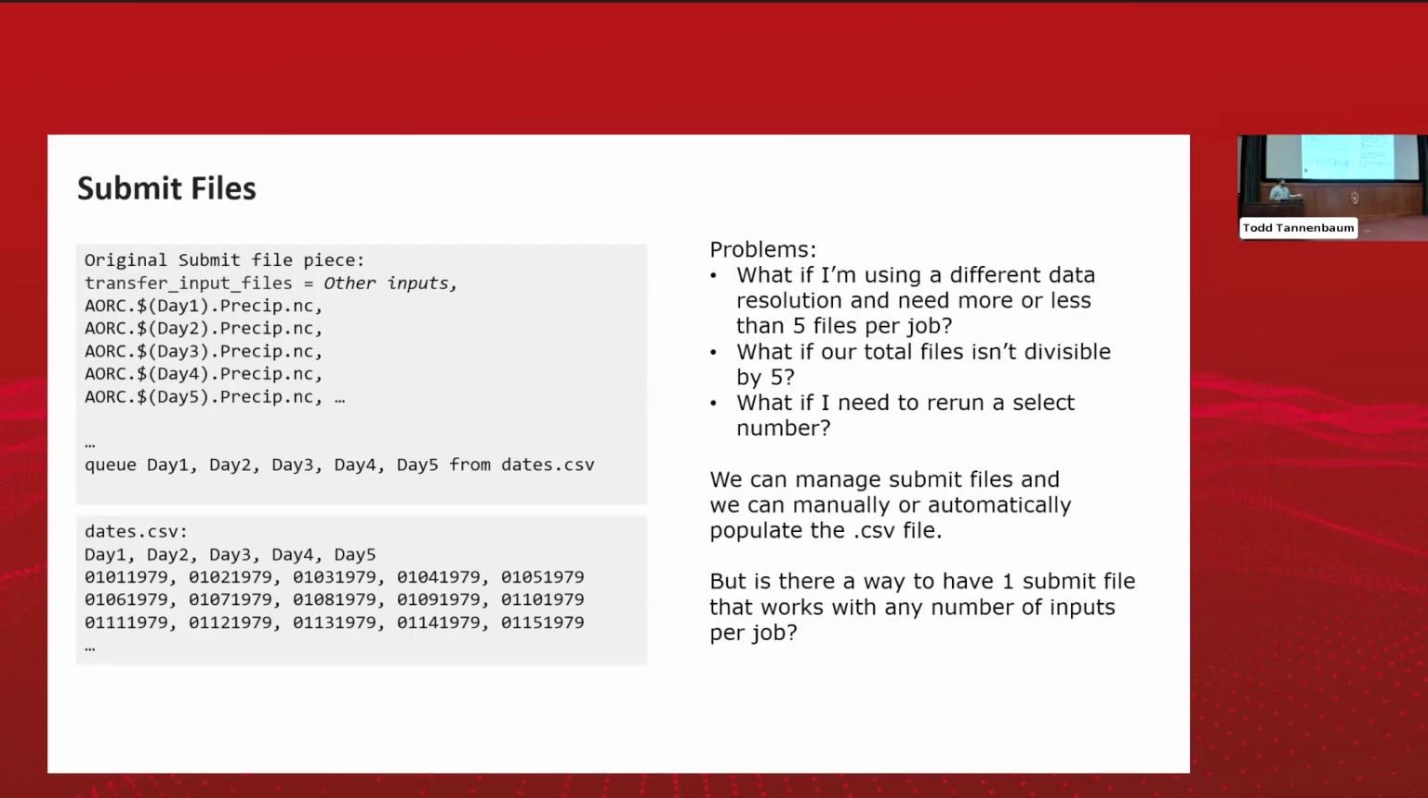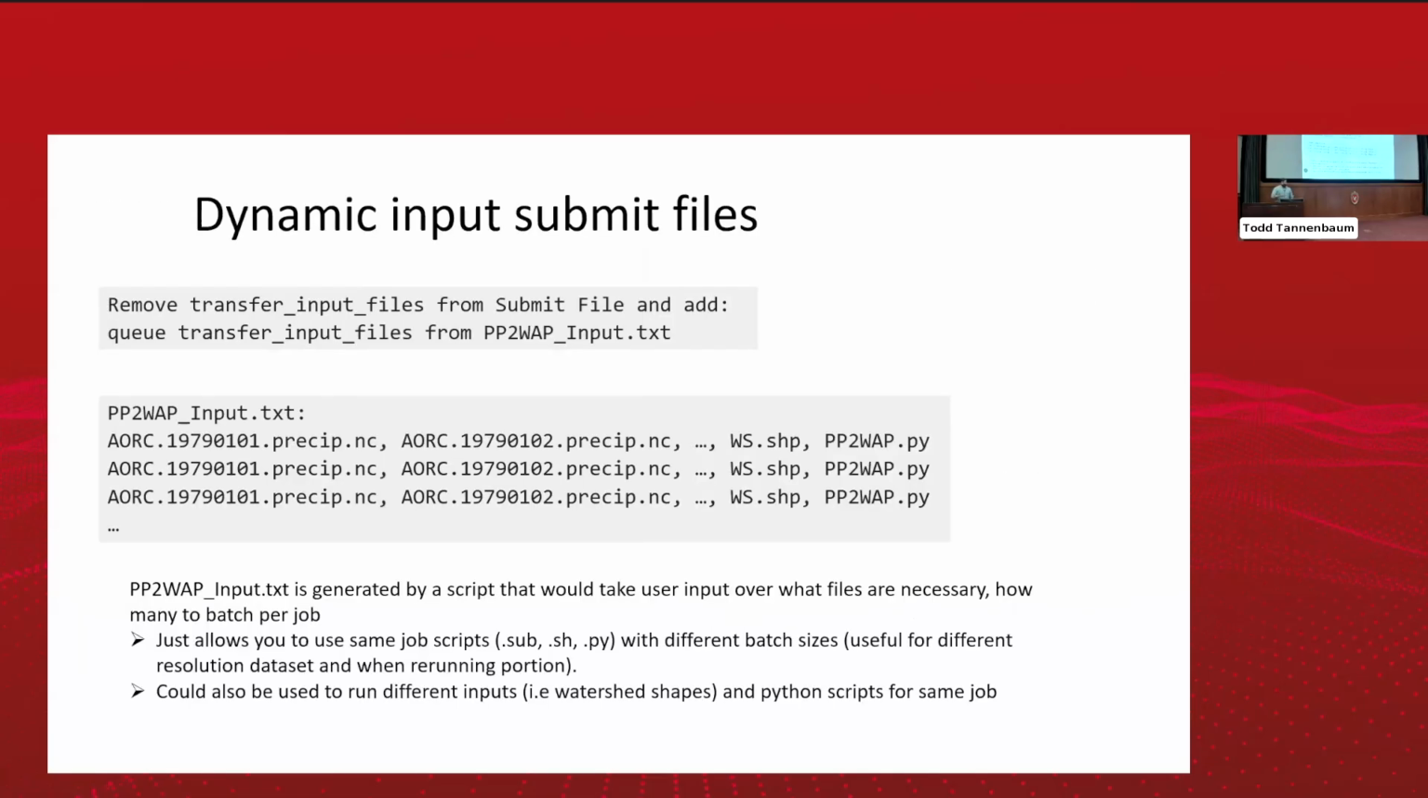And then what if we only want to run a select set of days? How would we do that? Probably the most straightforward way is just to create submit files that match what you need it to do, and then you can also create codes that would manage the CSV files themselves. But I really wanted to come up with a way where one submit file would work for any number of configurations for a job. That's where these dynamic input submit files, as I've called them, came out from.